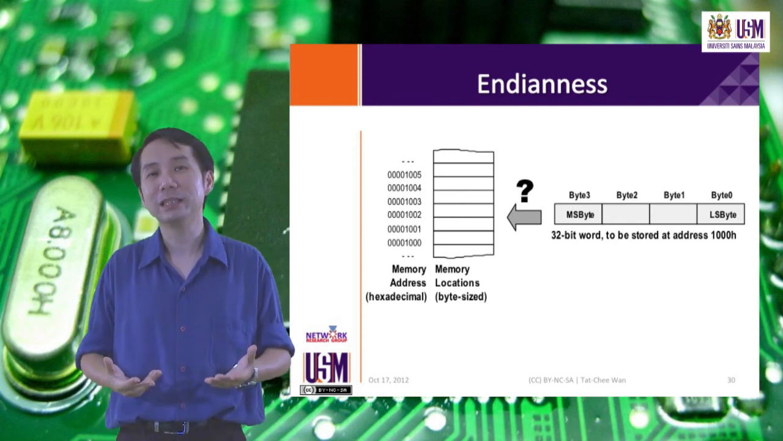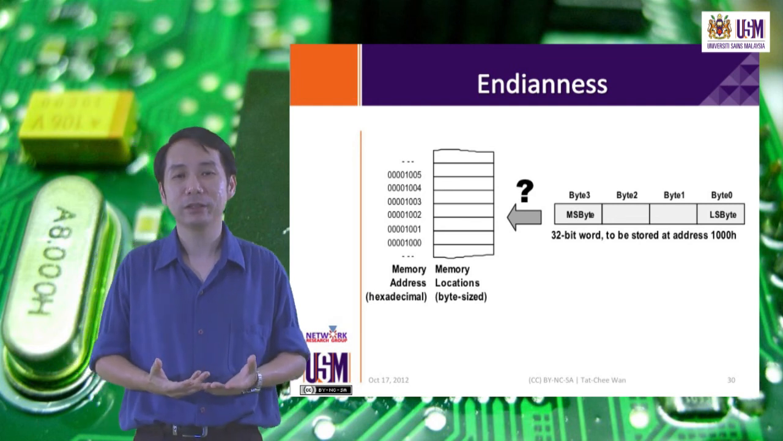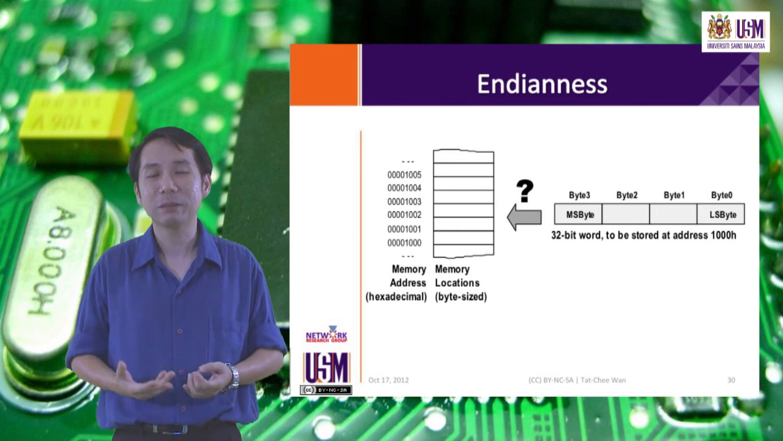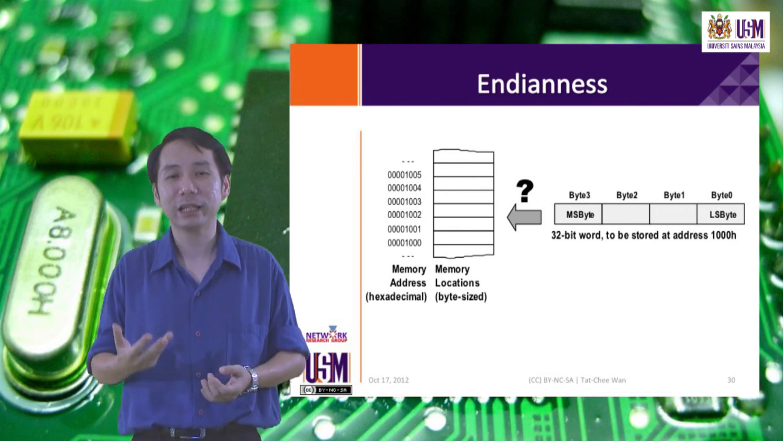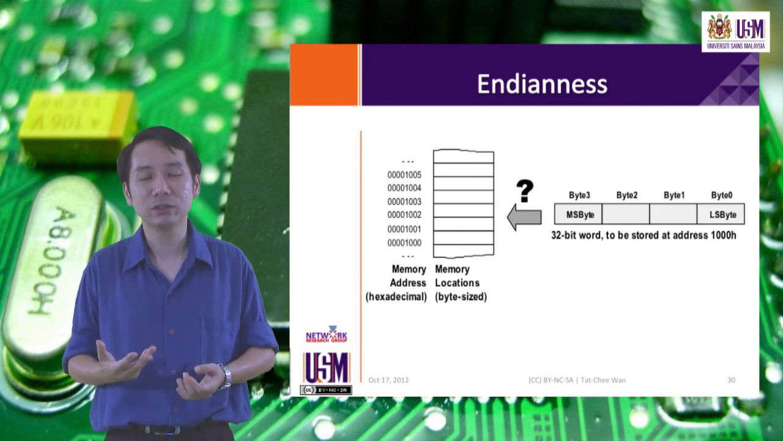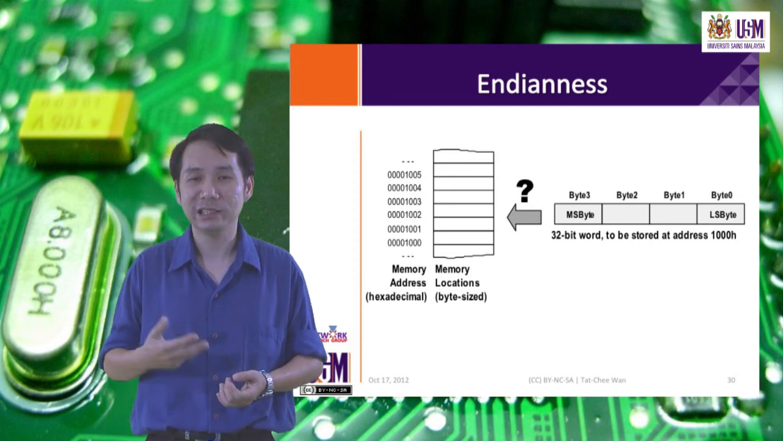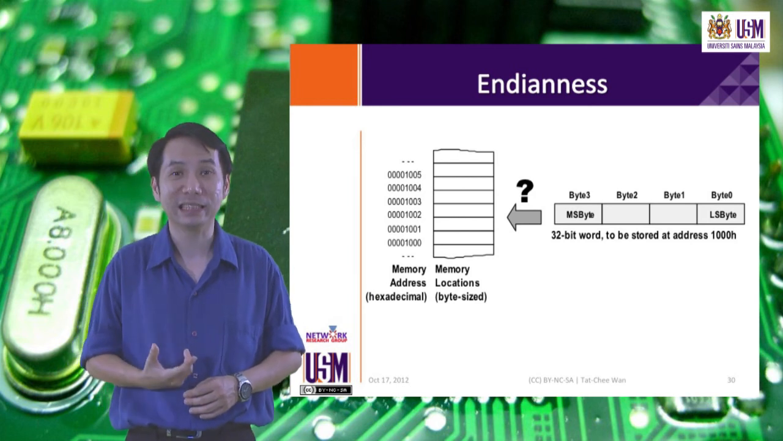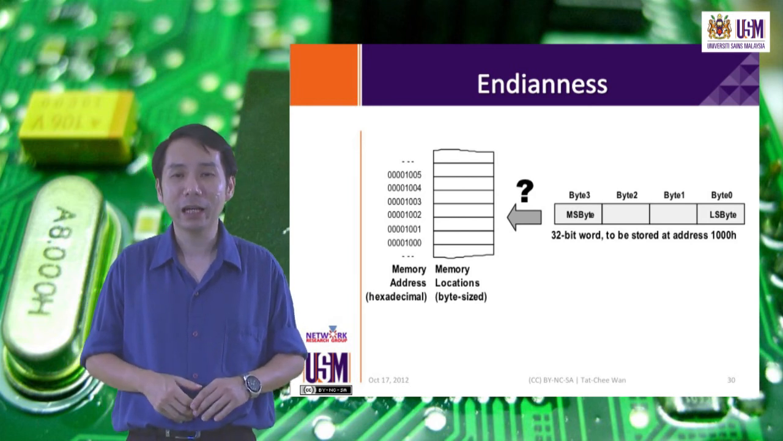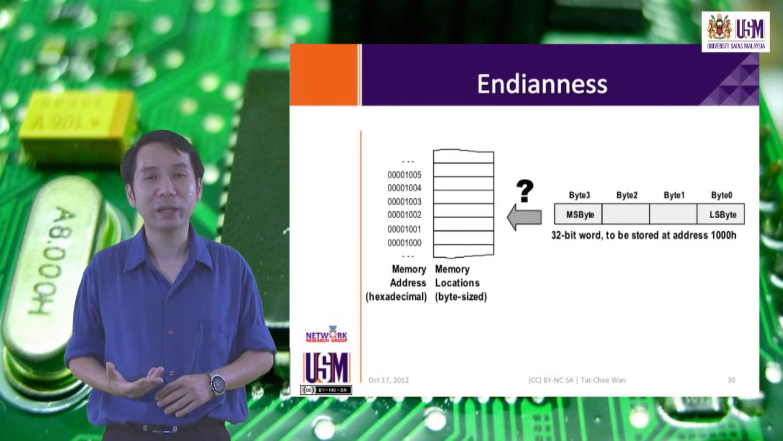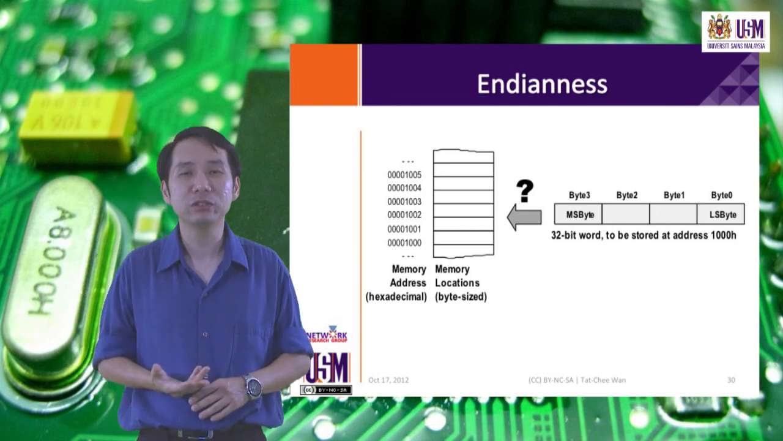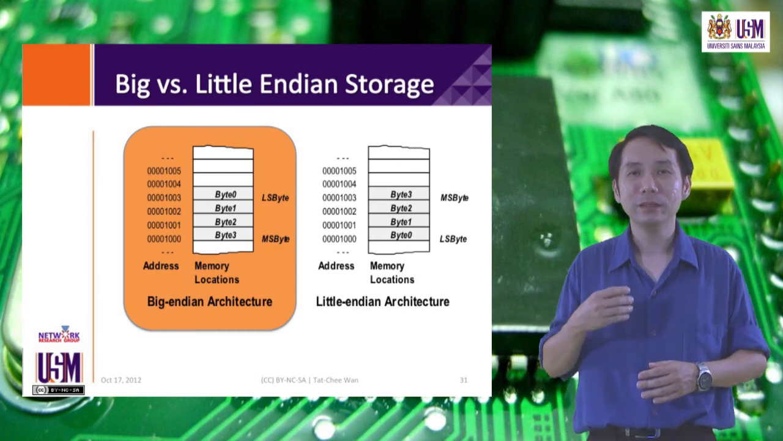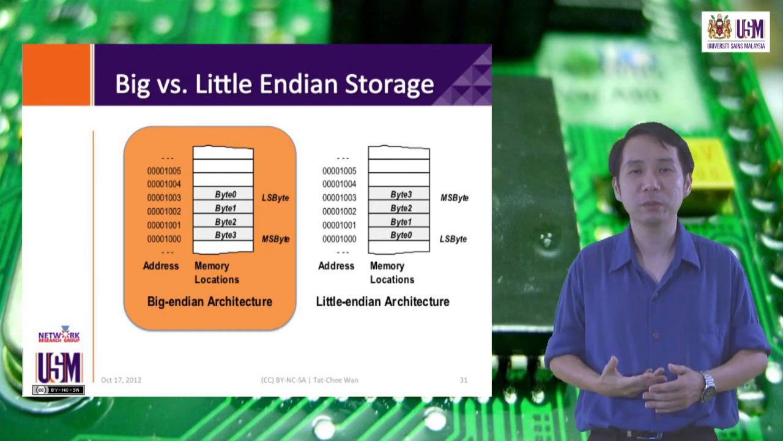So in this diagram, we see a memory address map. On the left, we have the address locations, which in this example start from 1000 hex, 1001, 1002, and increment linearly. Now, each memory location has space for 1 byte of data. Now, when we have a 32-bit word, which is 4 bytes in size, how do we put it into the memory locations? Well, it turns out there are two ways to solve this problem.